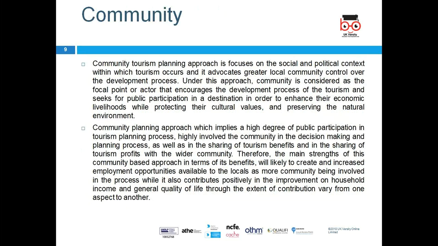So we need to look at community tourism planning as well, and the social and political angle. We need to advocate greater local community control. Maybe we'll say local business, local control, local investors. We give them more opportunity. Foreign investors can come, and maybe we can impose some taxes to protect the locals, or inject money or give interest-free loans to the locals, but the foreigners can come and do business as well. So that's healthy competition.